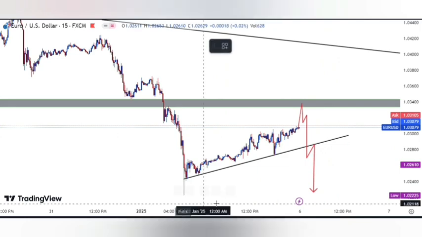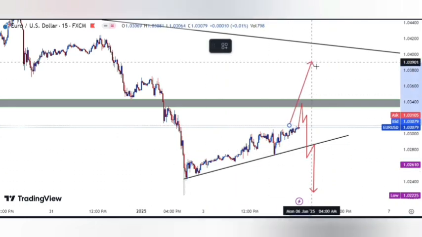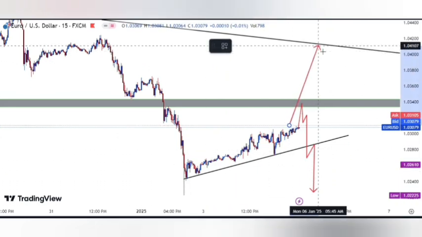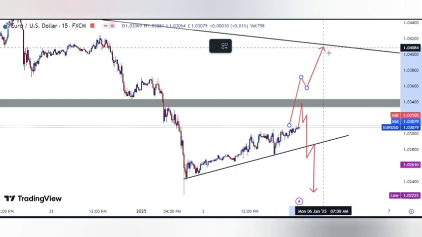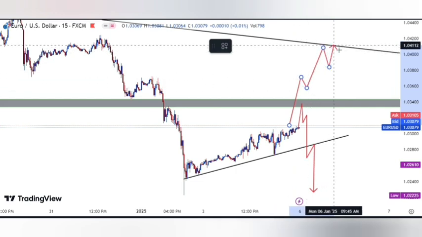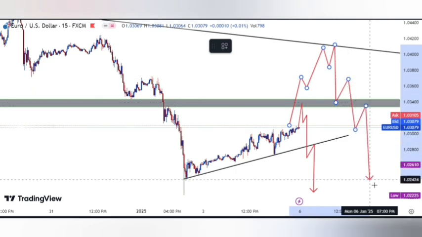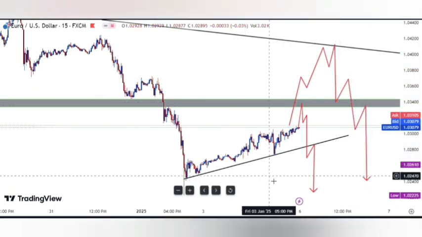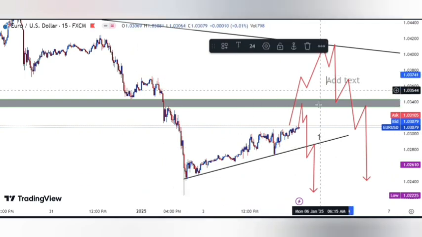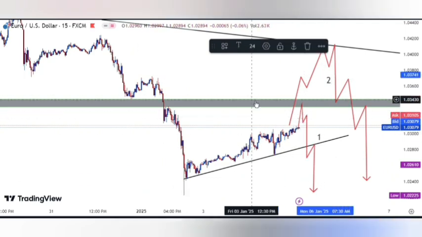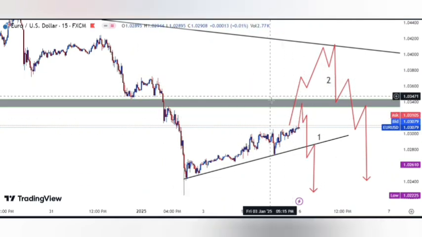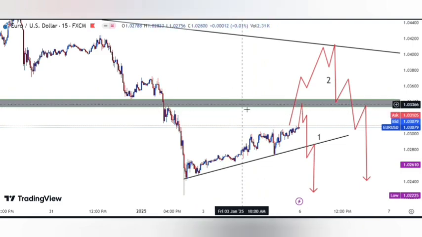And something like that. And the second scenario would be the price will go all the way back here and retest, okay? It can go back and retest this trend line over here and start falling again to the downside. This is scenario number 1, and that would be scenario number 2. This is also possible, right, guys?